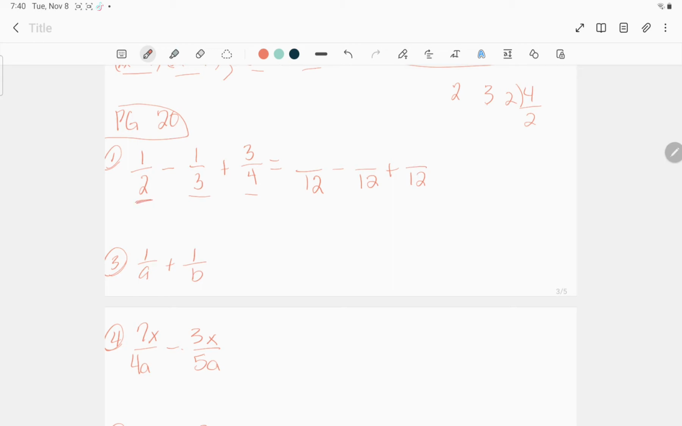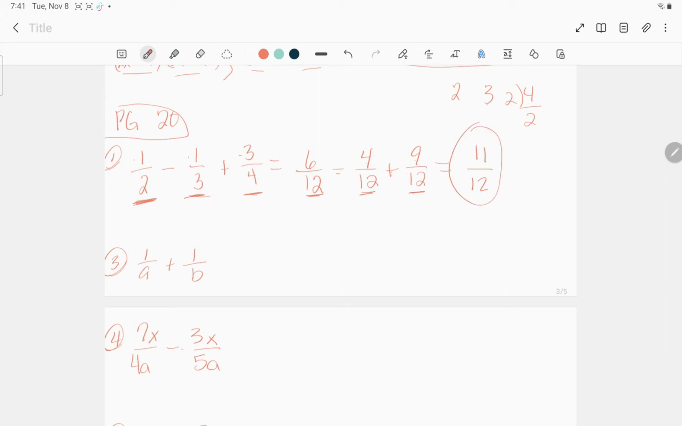All right, so 12 divided by 2 is 6. 6 times 1 is 6. 12 divided by 3 is 4. 4 times 1 is 4. And 12 divided by 4 is 3. 3 times 3 is 9. Okay, so then I have 6 minus 4 is 2. 2 plus 9 is 11. 11 over 12.